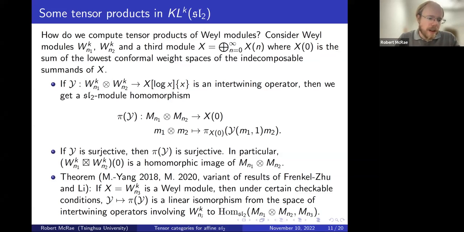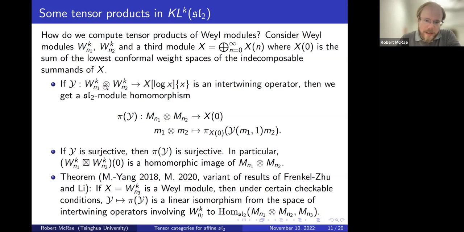So how to prove these? Okay, so now that we have a tensor category, we would like to compute some tensor products, maybe starting with Weyl modules. So there are a couple of key results that we have about intertwining operators. First of all, we have this property that intertwining operators induce SL2 module homomorphisms between lowest weight spaces of modules.